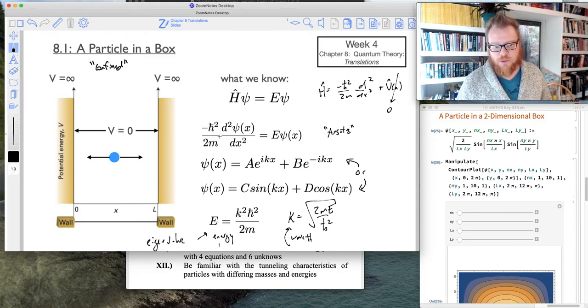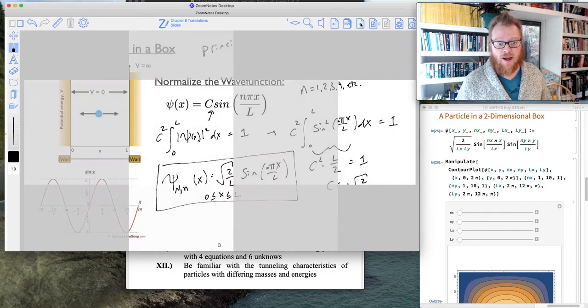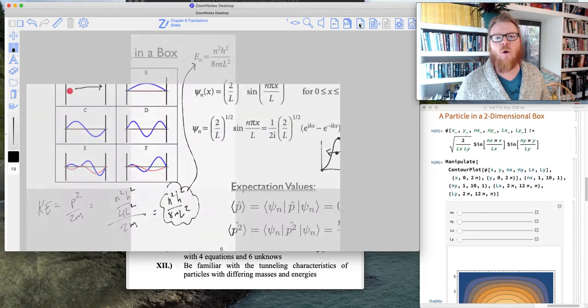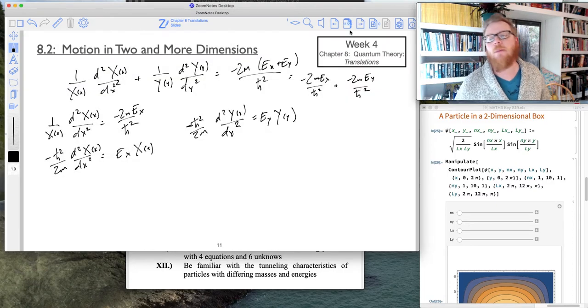Here it is, negative h bar squared over 2m, second derivative in psi, okay? And not only did we already solve this thing, but we solved it for the boundary conditions, and we also normalized it. Here is our normalization, root 2 over L. So what's pretty cool about this separation of variables problem and this divide and conquer is we've already solved and normalized these, so we can just use those solutions.